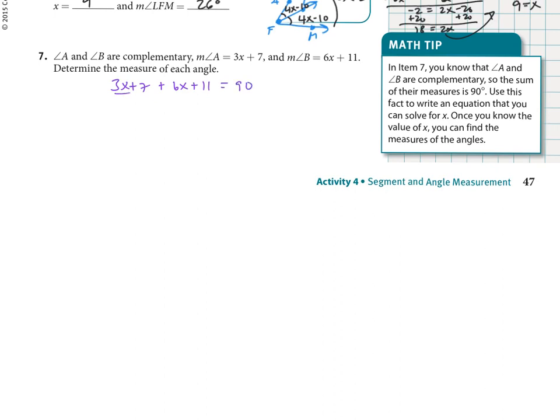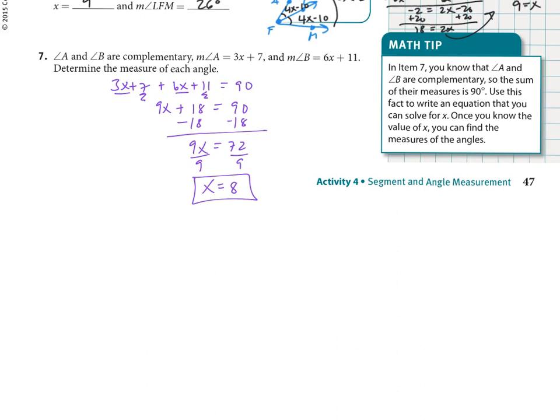Well, let's go ahead and combine like terms. Let's do 3x plus 6x equals 9x. And then let's go ahead and add 7 and 11. So we get 18. That equals 90 degrees. Let's go ahead and solve for x by subtracting 18. We're going to go ahead and get 72. Then when we divide by 9, we're going to get our answer. We should get our answer of 8. So that's what x equals.